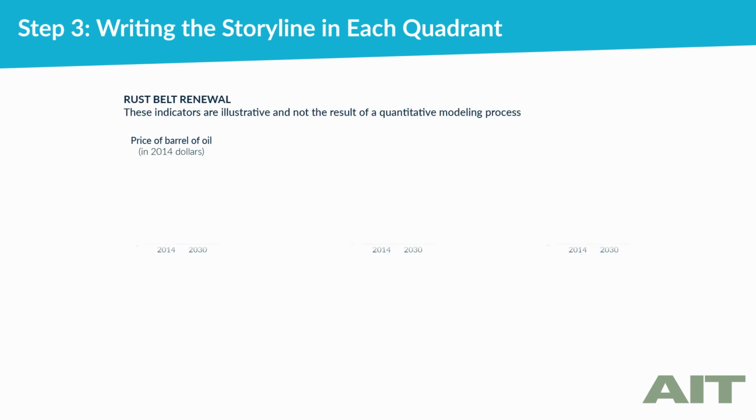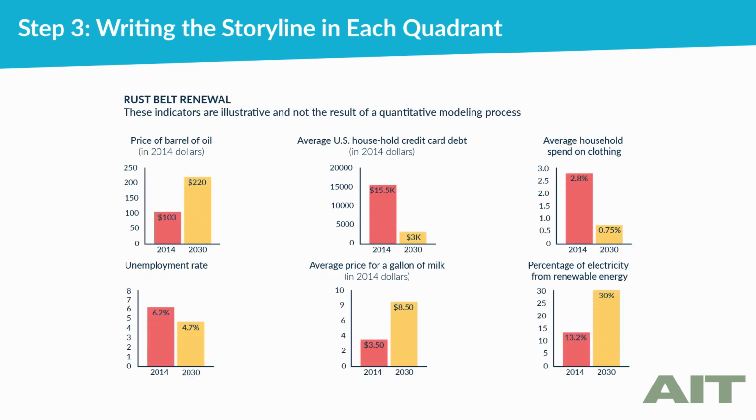Okay. So number one is from McKinsey. McKinsey have one of their quadrants, which is called the Rust Belt Renewal. And they took trend data, and they looked at the world in 2014 and 2030 for things like unemployment rates, the price of a barrel of oil, the average price of a gallon of milk, and so on, okay, as the diagram shows. And all of these changes have consequences on potential events that could take place.